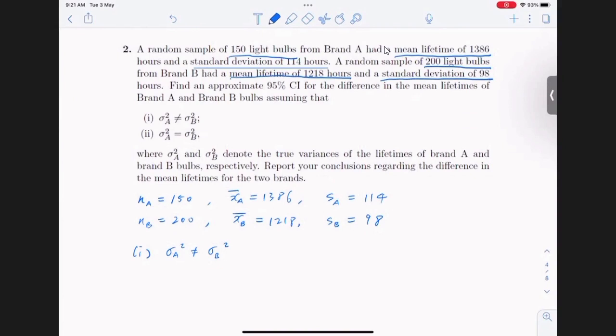But in the question, the keyword normal is not mentioned. That means we are not told that the samples are drawn from a normal distribution. We are not told that the lifetime follows the normal distribution. But we have large samples, because the sample sizes are quite large, larger than 100. And usually for a sample size larger than 25, sometimes we'll just regard them as large samples.